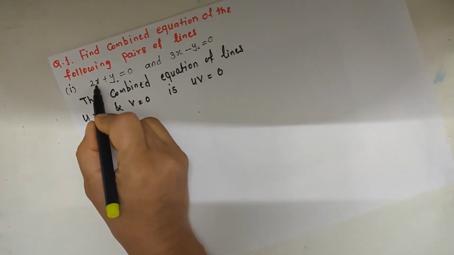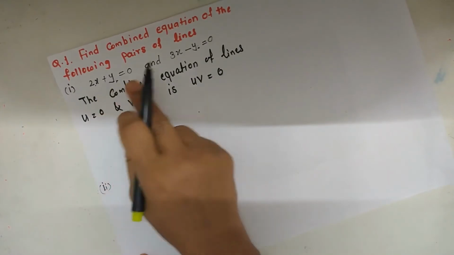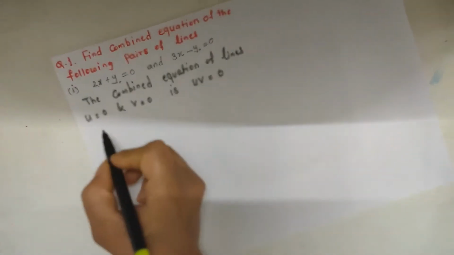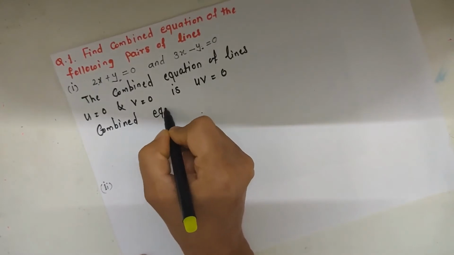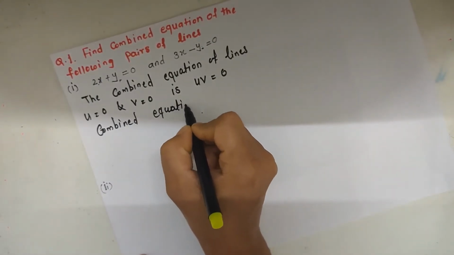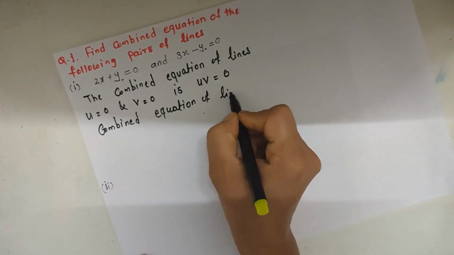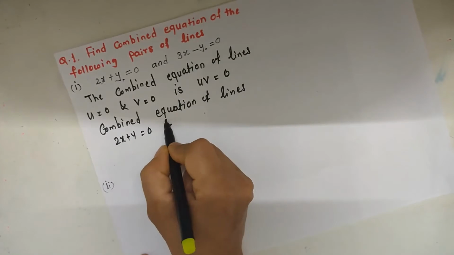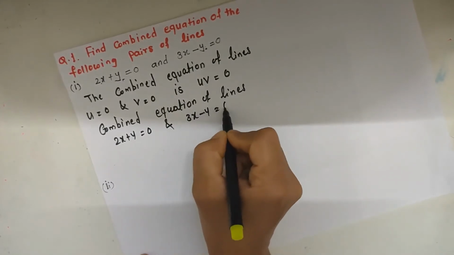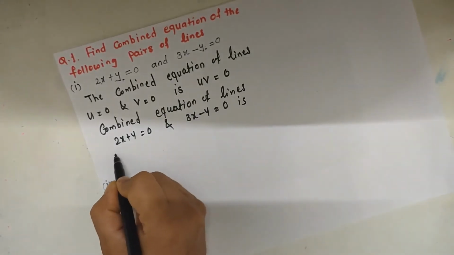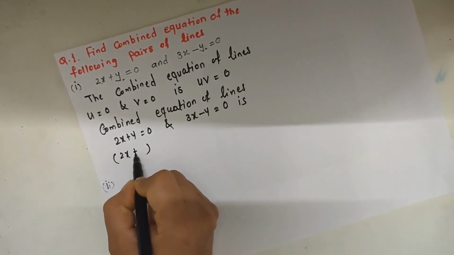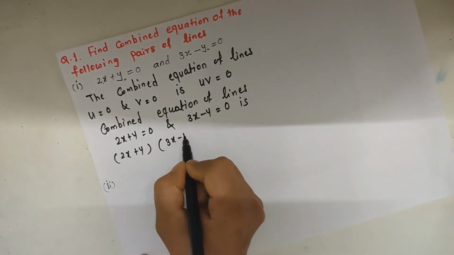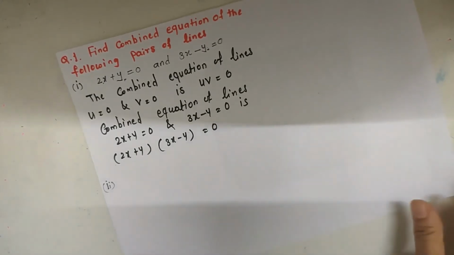Suppose first equation is u is equal to 0 and second equation is v is equal to 0. Then the required combined equation of lines 2x plus y is equal to 0 and 3x minus y is equal to 0 is the product of these two lines: 2x plus y into 3x minus y is equal to 0.